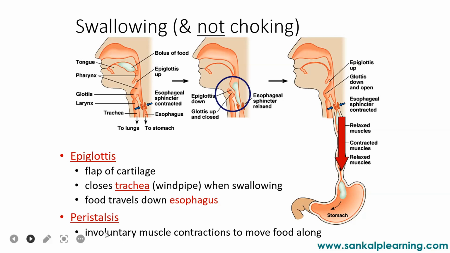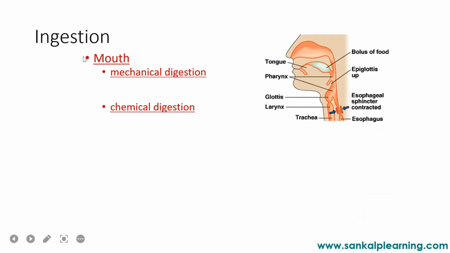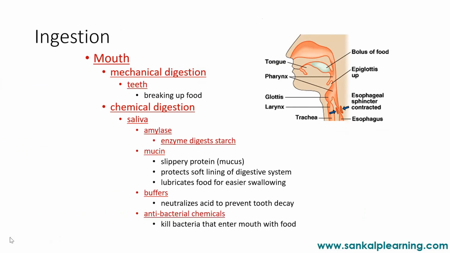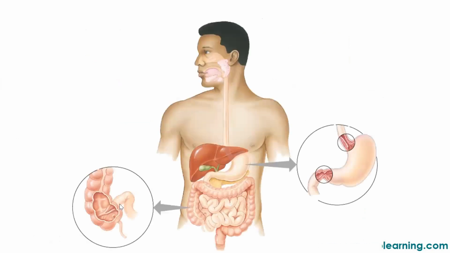Now, food has entered the stomach. What happens in the stomach, we have to see. The first step is ingestion, taking the food inside. In the mouth, we get mechanical digestion using the teeth. Then chemical digestion, where the starch is digested.